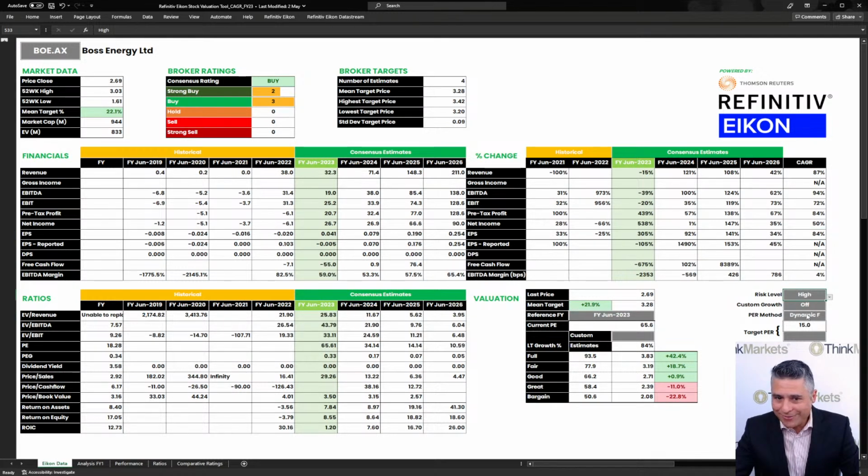I don't know enough about the Boss story to tell you whether that's a high, low, or medium risk, but it is a mining company, and commodity prices are volatile. For that reason, you might want to just work with a moderate risk rating rather than a high risk rating. Does it deserve to have a PE ridiculously high? Well, geez, I've lost my formula there, which is not good. So I'm going to have to undo.